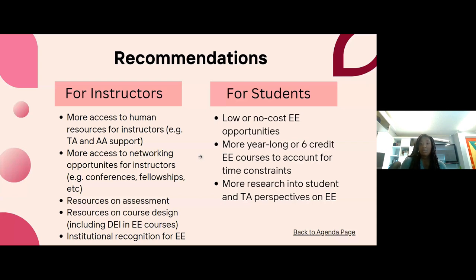We also have some recommendations specifically on how to increase student engagement in EE. This includes more low to no cost opportunities for students who may not be able to afford the more costly opportunities such as Go Global. It also includes more year-long 6-credit EE courses, so that students with responsibilities outside of school, such as work or commuting, are not so pressed for time, as well as more research into student and TA perspectives on EE.